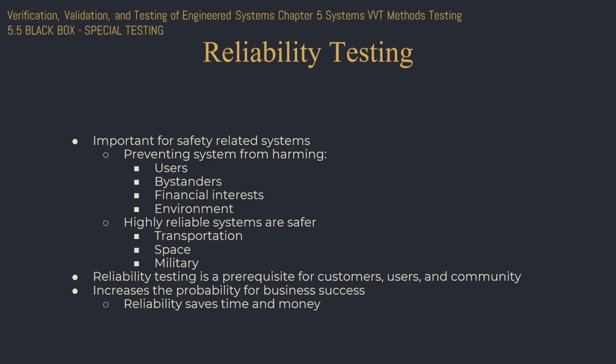High reliability systems are safer because they're held to a much higher standard. For example, transportation, space, and military. Of course, their systems tend to go through a more rigorous form of testing to ensure nothing bad happens when, let's say, pilots are in airplanes or up in the International Space Station, or trains, for example. We have seen where there have been derailments from issues, human errors, but not so much machine errors.